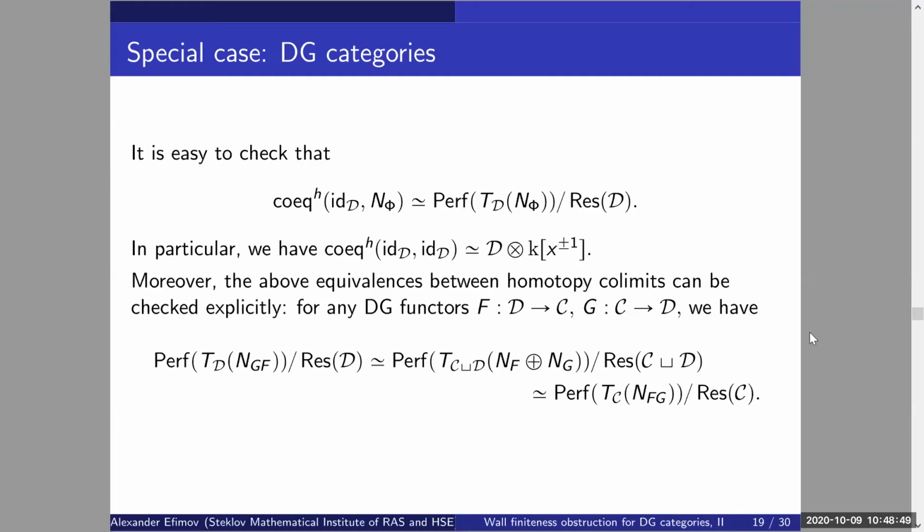You take the tensor algebra of the direct sum of these two bimodules associated to F and G, and then you mod out by the restriction of scalars of C and D. So if you take this tensor algebra in the middle, and if you first mod out by restriction of scalars of C, you get this tensor algebra of N_GF, so tensor algebra over D. And then you mod out by restriction of D, and which happens also here. So I mean, this intermediate guy is equivalent to both of these quotient categories.